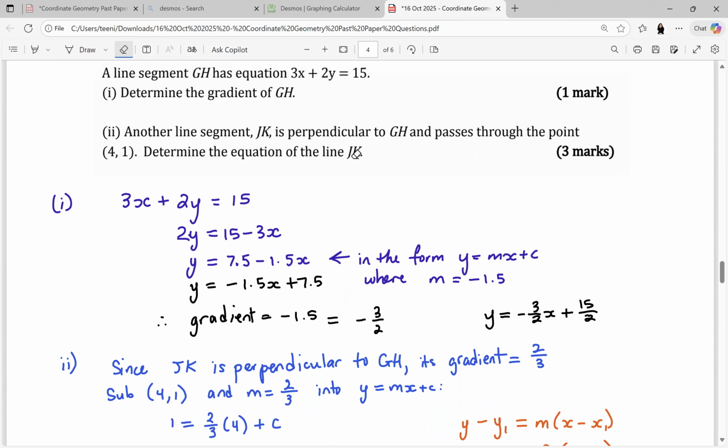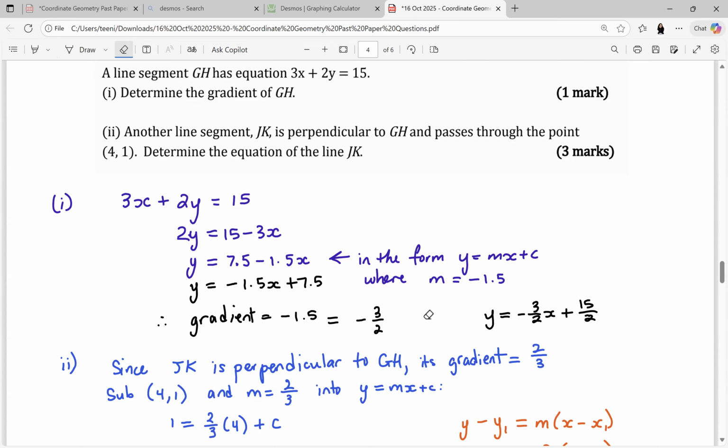So in this question, the gradient was negative 3/2. So to find the gradient of a line that's perpendicular to it, you simply invert it, flip it, reciprocate, however you want to say it, and then change the sign. So instead of negative, it'll be positive, and it'll be 2/3, since the gradient of the line that it's perpendicular to was negative 3/2.